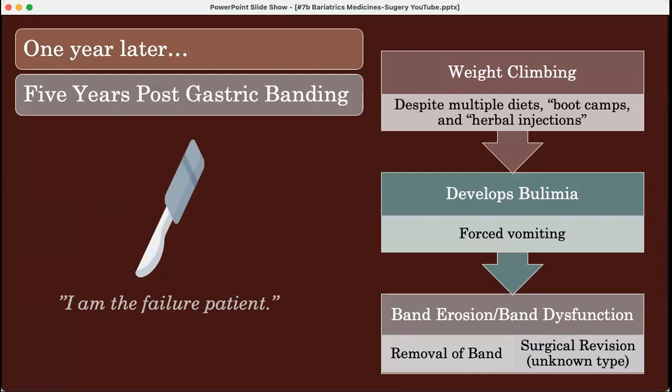Sadly, though, 1 year later, this is 5 years after her gastric banding, she becomes very despondent. Her weight is rising. She's had multiple diets, boot camps. She's paid for herbal injections. She develops bulimia, which is forced vomiting. She develops a band erosion, band dysfunction, and she has to have the band removed. At that time, she had a surgical revision, and I quite honestly don't know exactly what type of revision. I don't have those records.